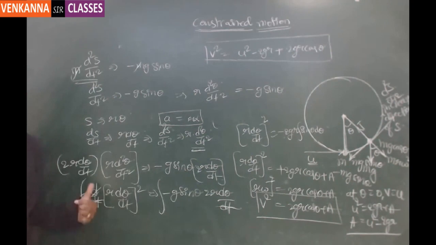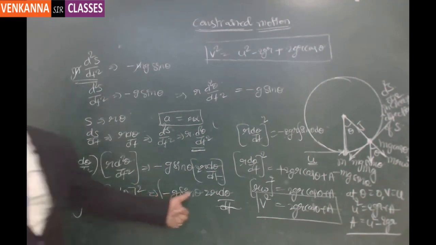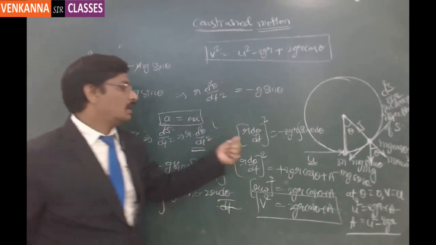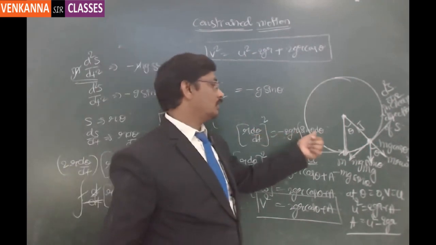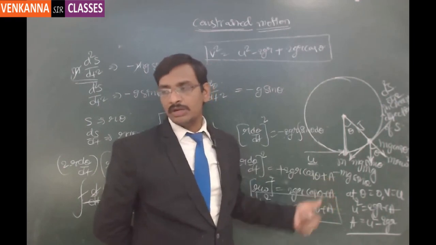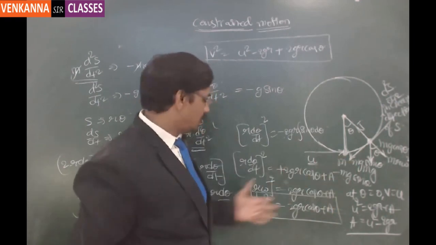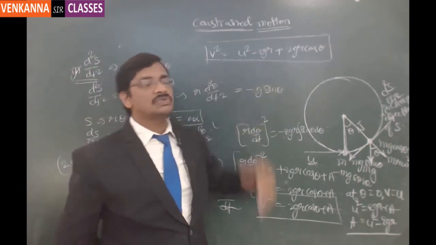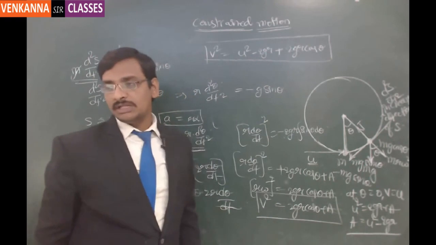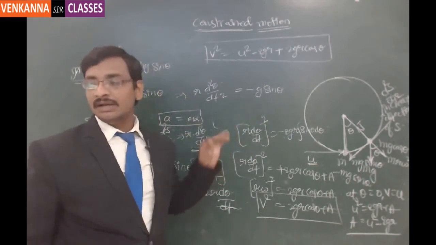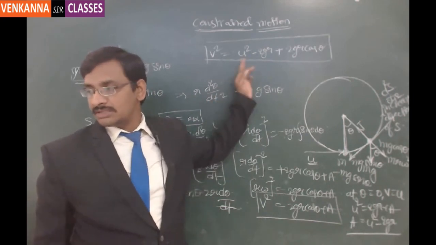This dt will cancel and this d integral will cancel, and r d theta by dt whole square is equal to integral minus g sin theta into 2r into d theta. So this integral value, once you solve it, r d theta by dt whole square is equal to minus 2gr into integral sin theta, which is cos theta, plus some arbitrary constant A. And this arbitrary constant you can solve for, and that one you can get as v square is equal to u square minus 2gr plus 2gr cos theta will be the final solution. This is the relation for the velocity and the angle theta with the given initial velocity of u.